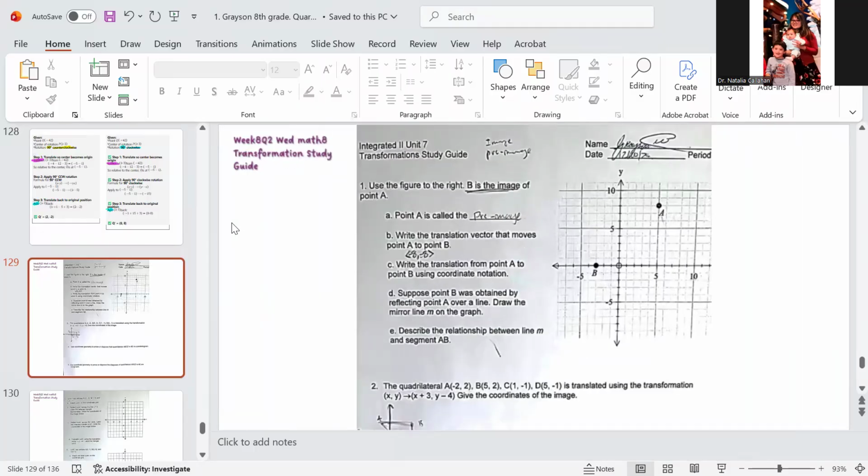Week 8, Wednesday, Transformation Study Guide. Read question number 1, please.